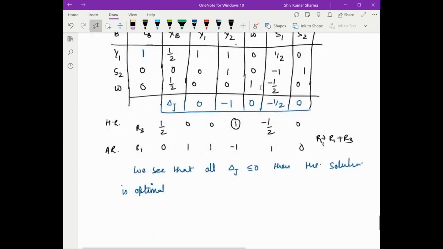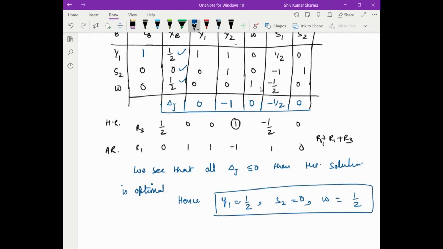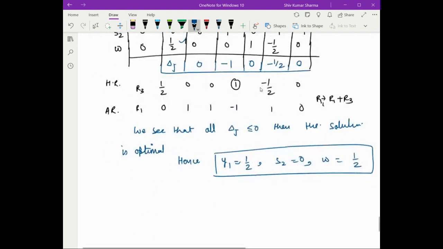So the solution is optimal. Hence the value of y1, which is in xB, y1 equals 1 by 2, and the value of s2 is 0, and the value of omega equals 1 by 2. So we use these values, the values of xB, remember. So these are three values, and maximum z. What is the value of maximum z? So we have maximum z equal to y1, which equals 1 by 2.